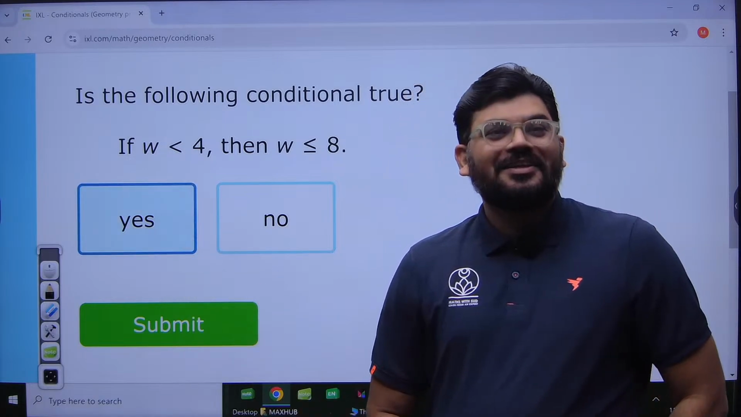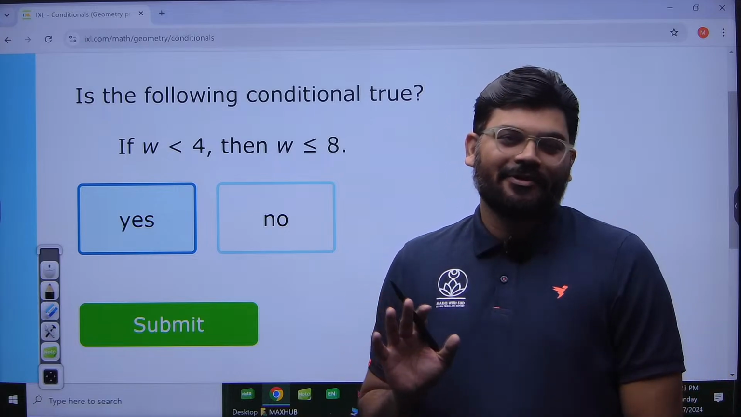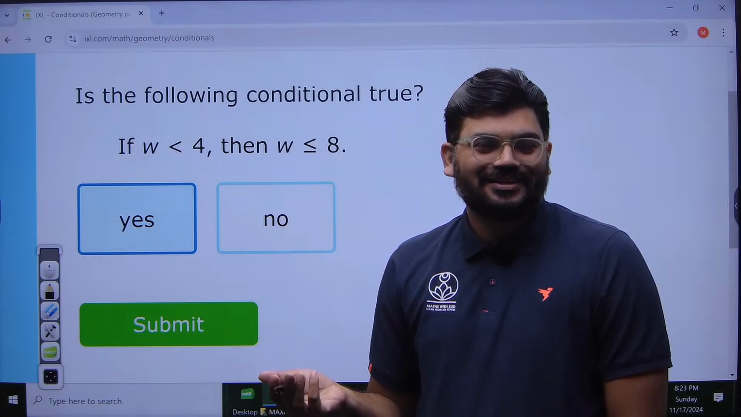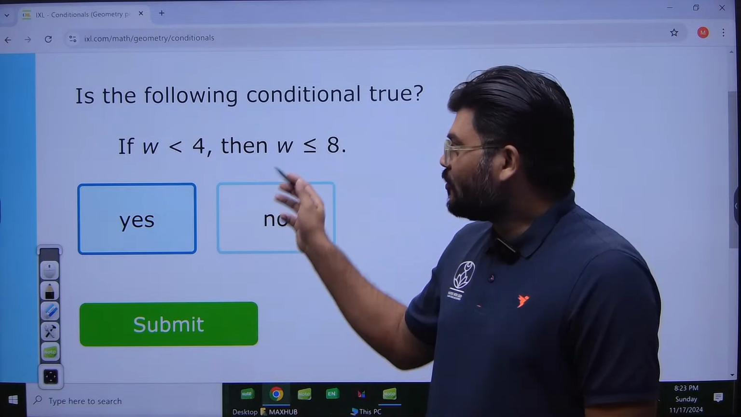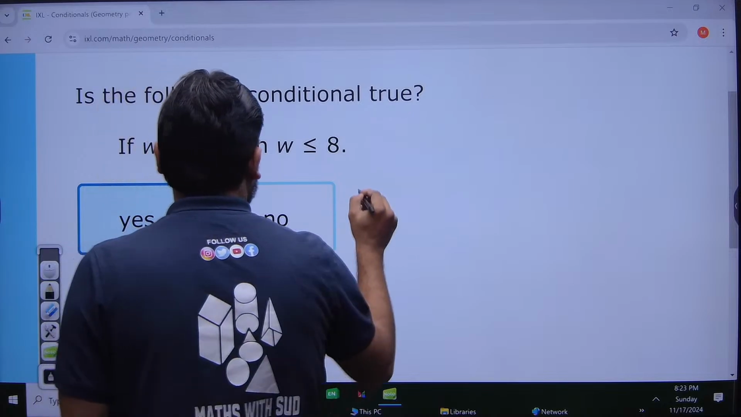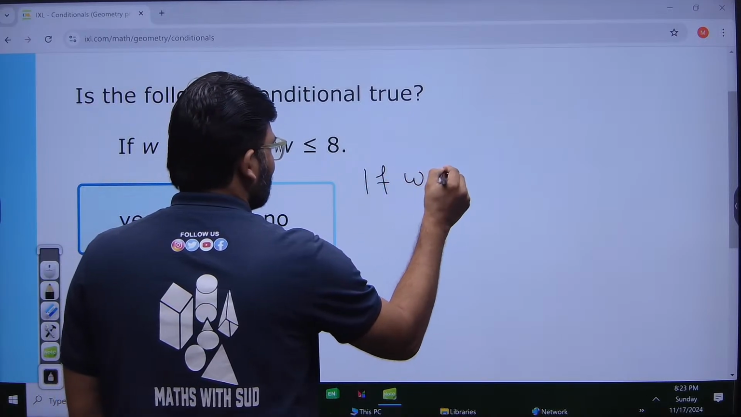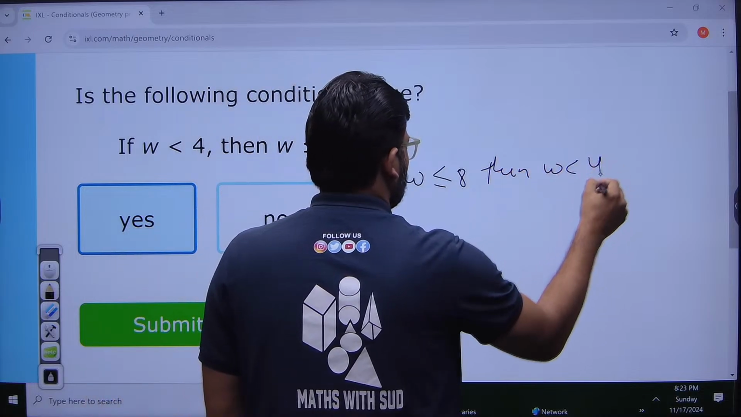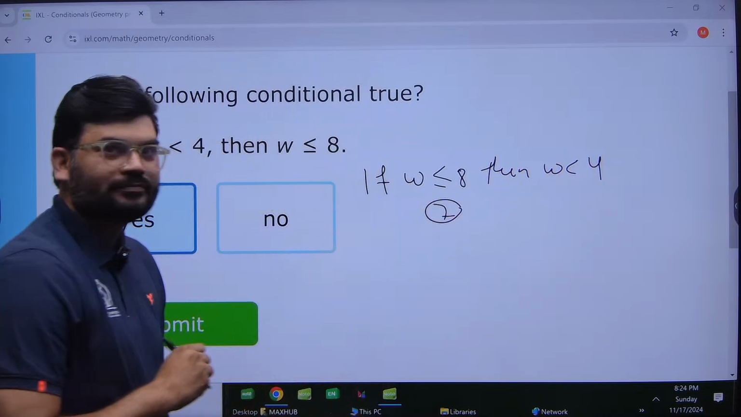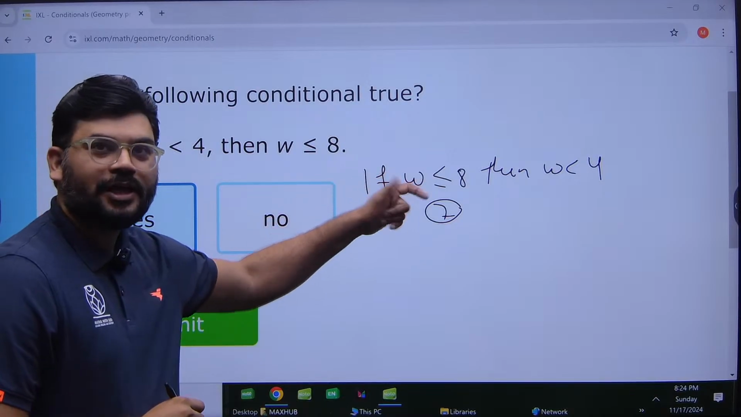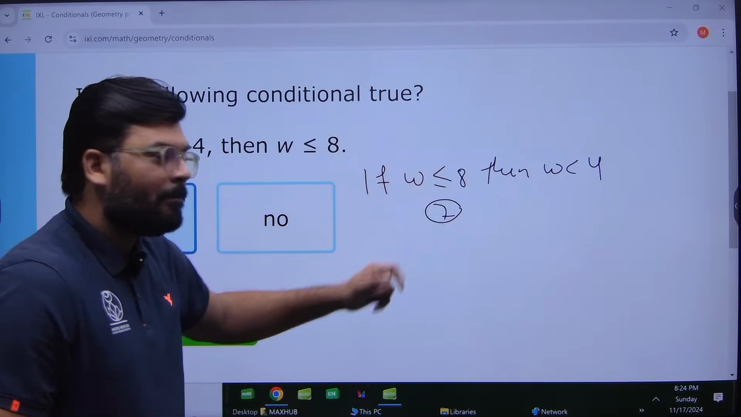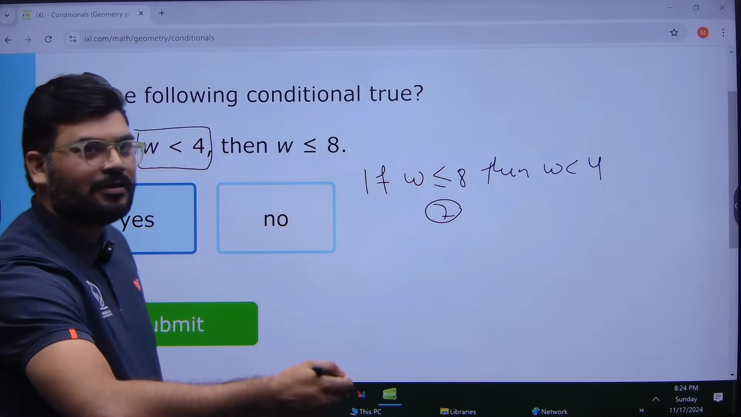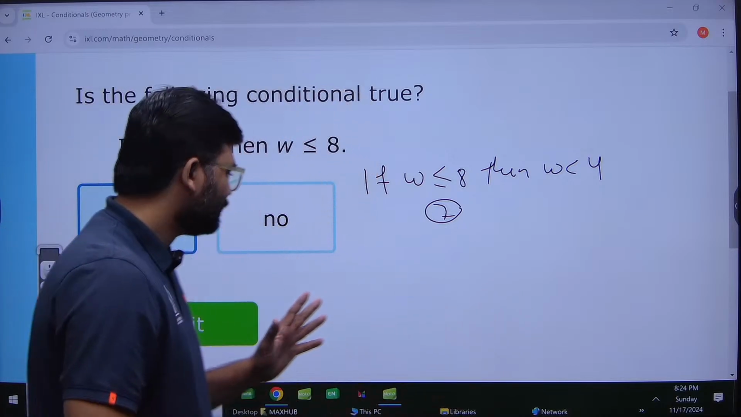You are not allowed to take 7. Why? Because it has to be less than 4. How can you take 7? You can't take 7. The question is reversed. Suppose it says if W is less than or equal to 8, then W is less than 4. Then you can take 7 as well. But if it is W is less than 4, you can't take 7. Are you getting it? Yes, sir.